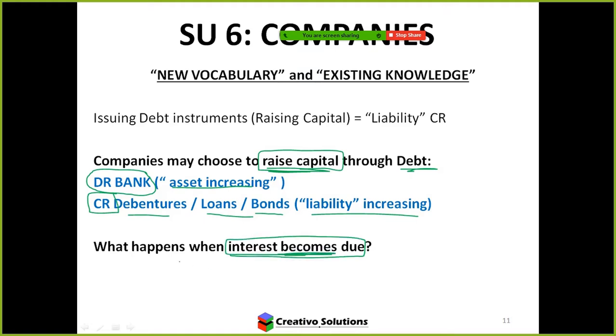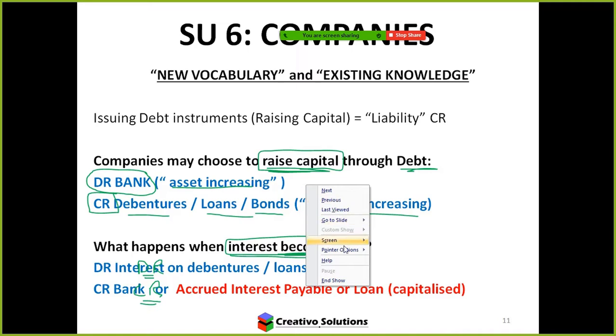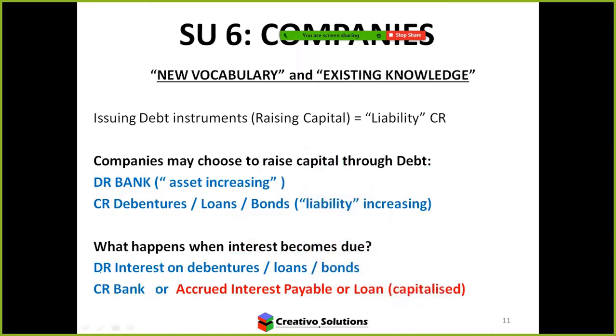What happens if interest is due on that loan? It would be an expense. Good. What would you debit? What would you credit? If they pay it, I would debit interest expense or interest on loan, and I would credit the bank. Well done. And if you don't pay it and it's outstanding? Accrued expense. Well done. Brilliant.